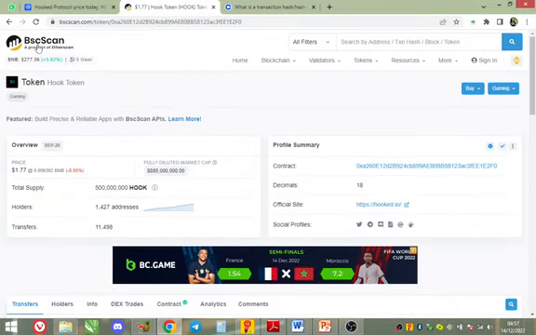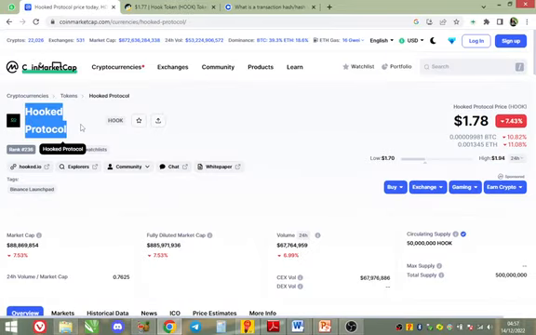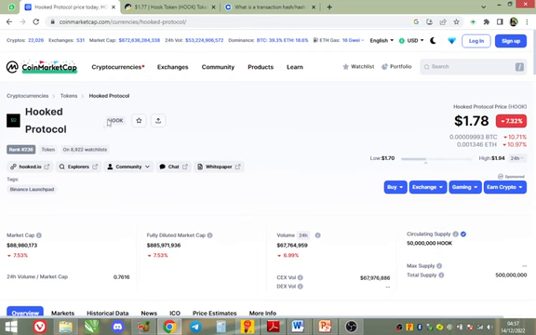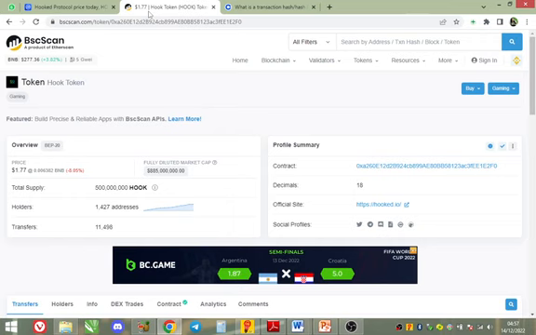This is BSCscan, which means that this Hook Protocol, whose abbreviation is known as Hook, is the coin. The major name of this coin is Hook Protocol, and this is the abbreviation. I made explanation of something like that when we were dealing with CoinMarketCap.